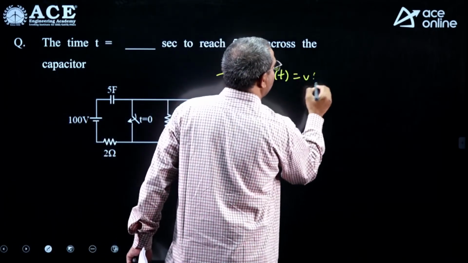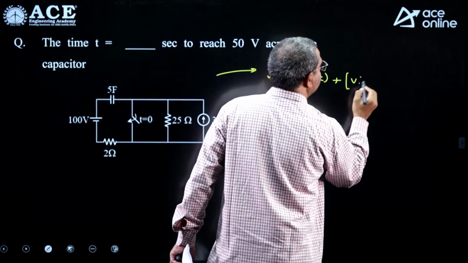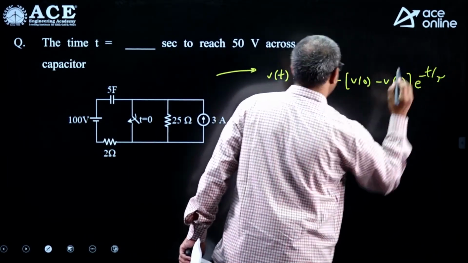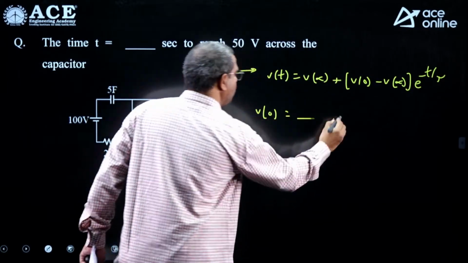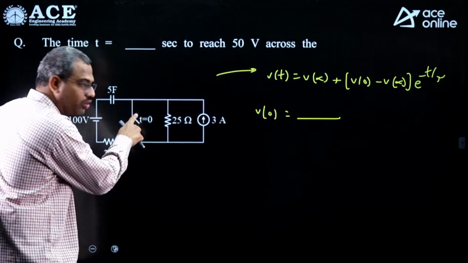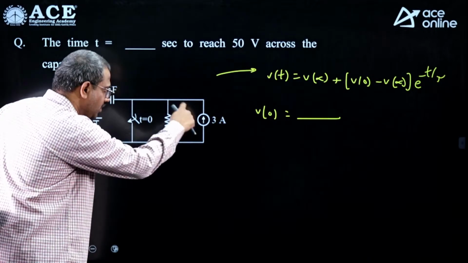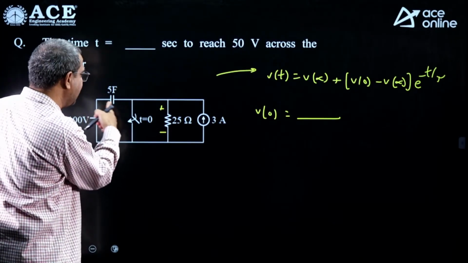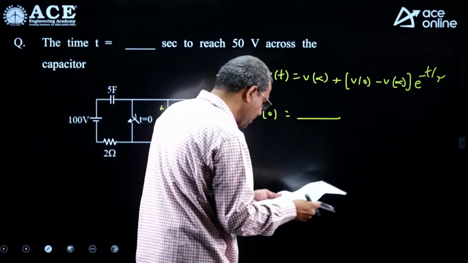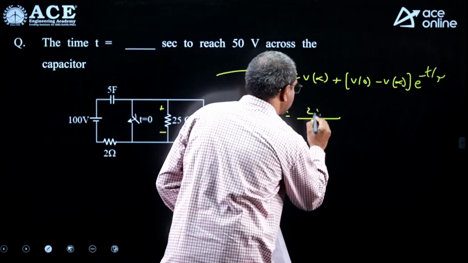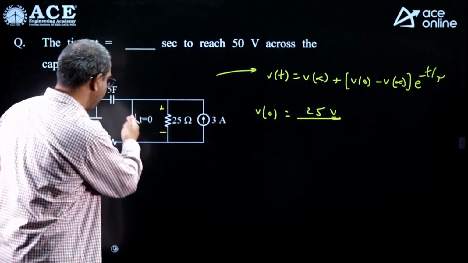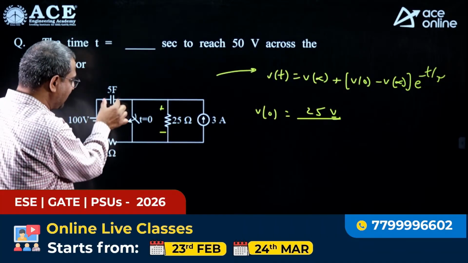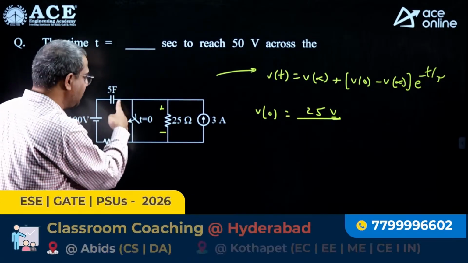We know this: V(infinity) + [V(0) - V(infinity)] e^(-t/tau). Now V(0), if you observe, what is V(0)? See, the switch was open, this current will flow here, 325, so this is 75 will come, and this is 100. So automatically this will be 25, yes or no? So this V(0) is clearly 25, because the switch was open, here 75, here 100, current is not flowing as the capacitor is an open circuit in the previous state. So this is clearly 25.